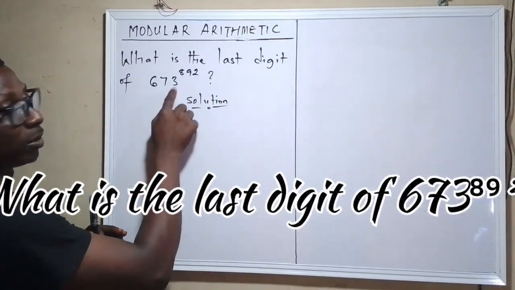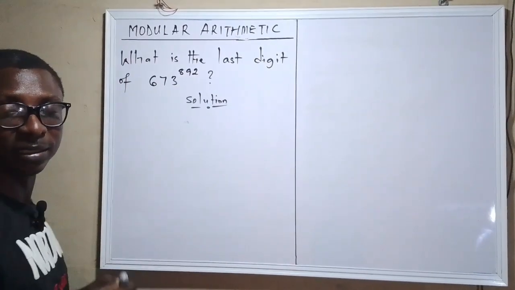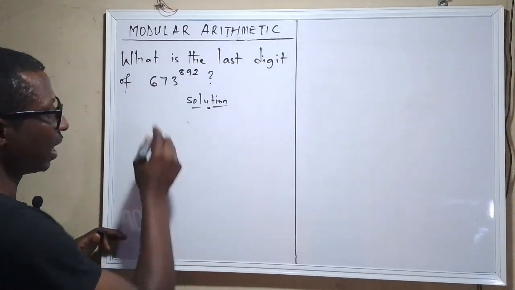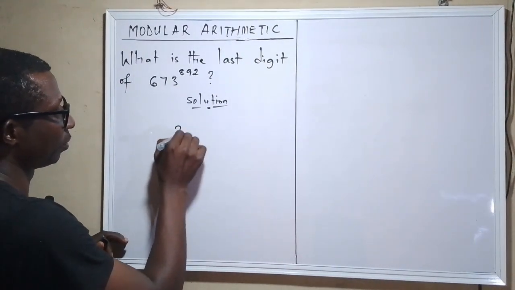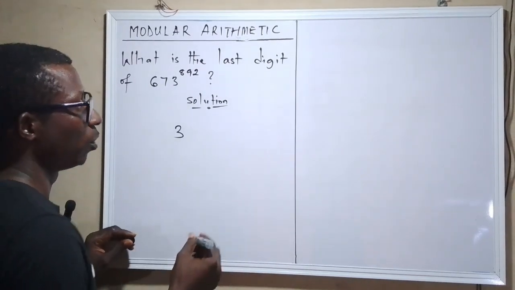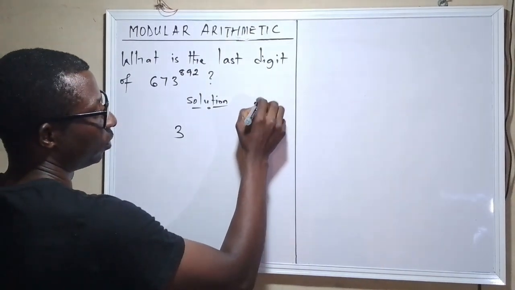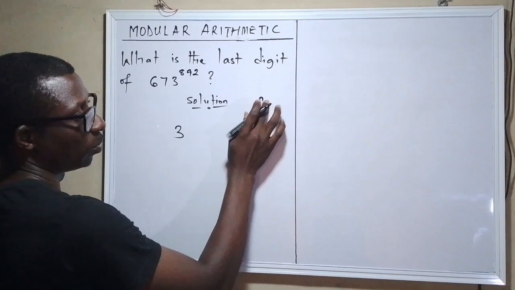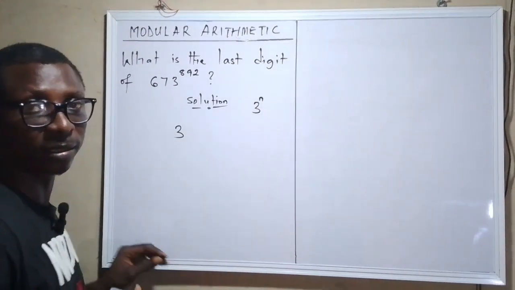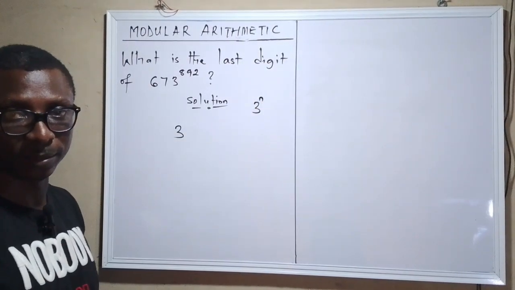Now look at the base of the number. Pick the last digit of the base. The last digit of the base is 3. Alright, so we now begin to look for the pattern of 3 raised to the power of n. So we begin to increase this in mod 10.